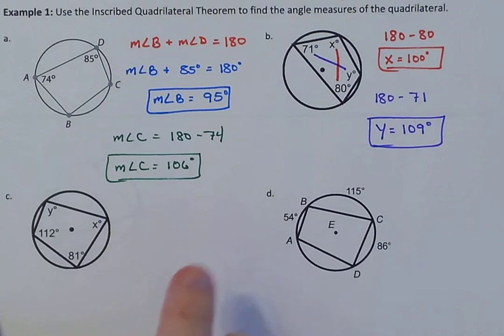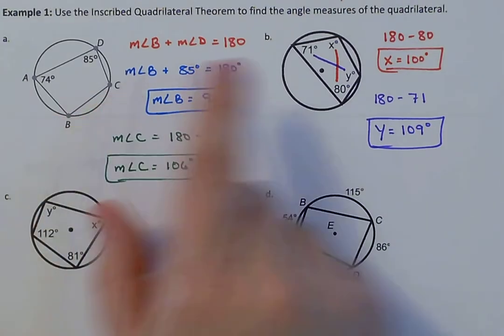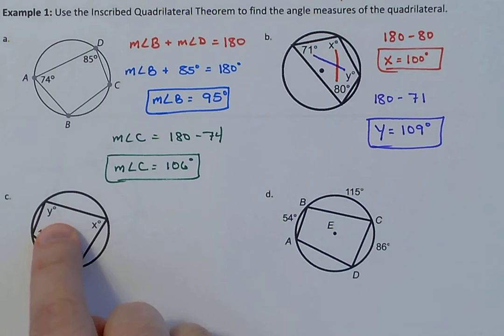So example 1 is just straight finding the measure of the angle. As we move into example 2, you're going to see that we have different expressions for angle measures instead of just straight measure of angle B, measure of angle C, or X or Y. So it's going to up the game a little bit and include a little bit of algebra with our geometry. So that is it for example 1. Again, opposite angles are supplementary.